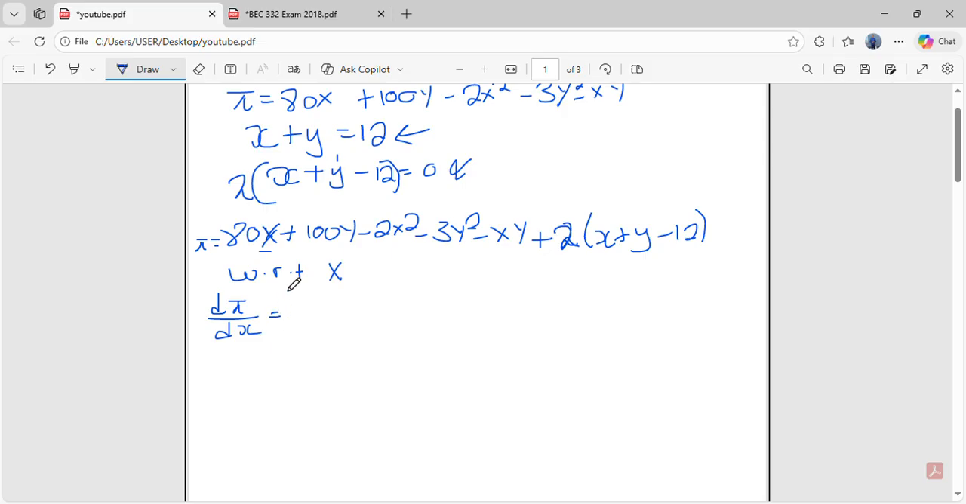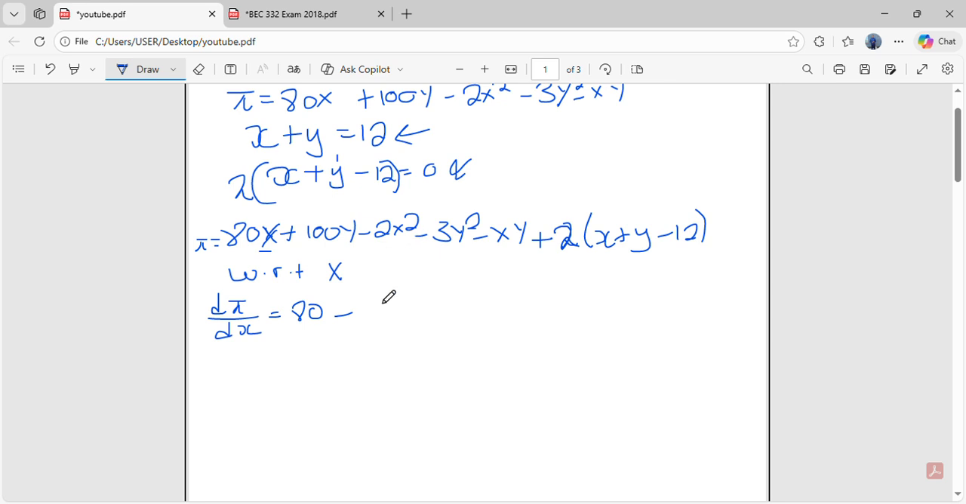So anything that does not have a variable x is referred to as a constant. So the derivative of 8x is basically 8. The derivative of 100y is 0. The reason why it is 0 is because 100y does not contain what? x. Anything that does not have an x will be referred to as a constant.